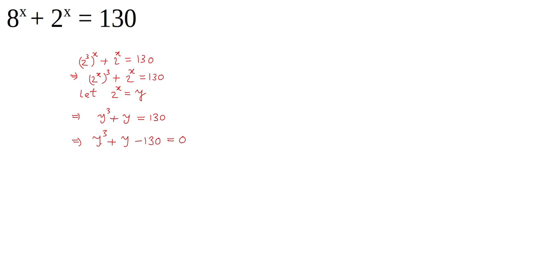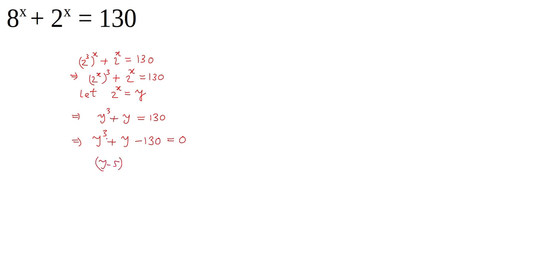So let's see what value you can put here in place of y so that the whole left hand side becomes 0. If we put y equal to 1, it will not be 0: 1 cube plus 1 minus 130. But if you put y equal to 5 here, 5 cube will be 125, plus this 5, 125 plus 5 is 130, and minus 130 equal to 0. So putting y equal to 5 makes this equation 0. According to the remainder theorem, y minus 5 will be a factor of this equation. So let's write y minus 5 here.